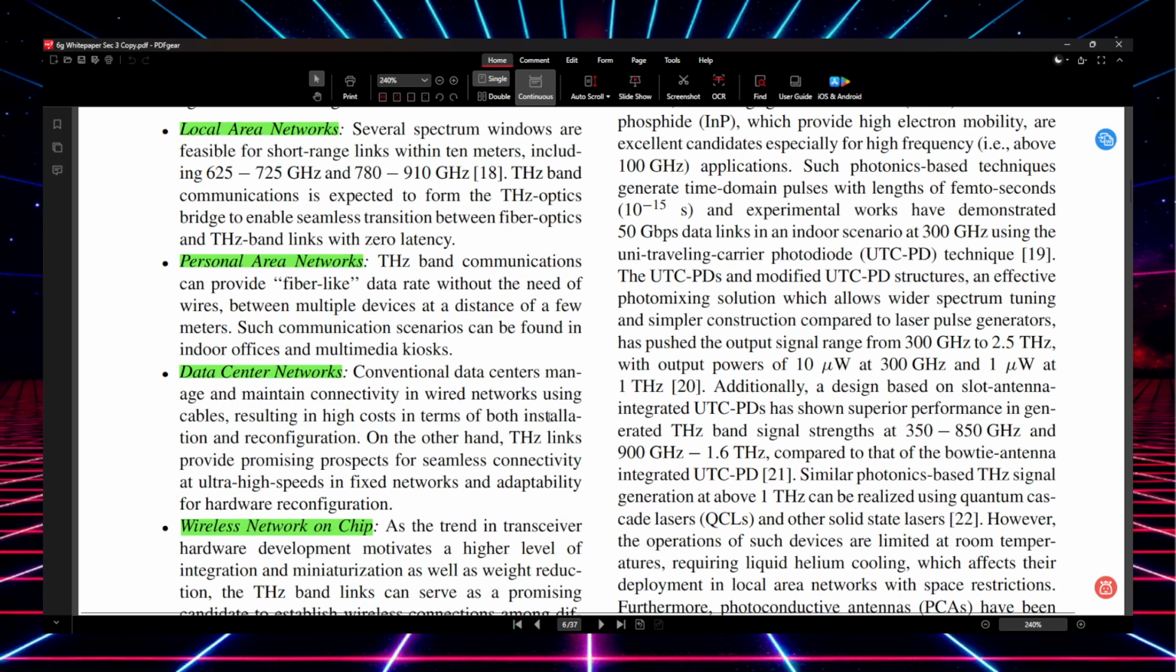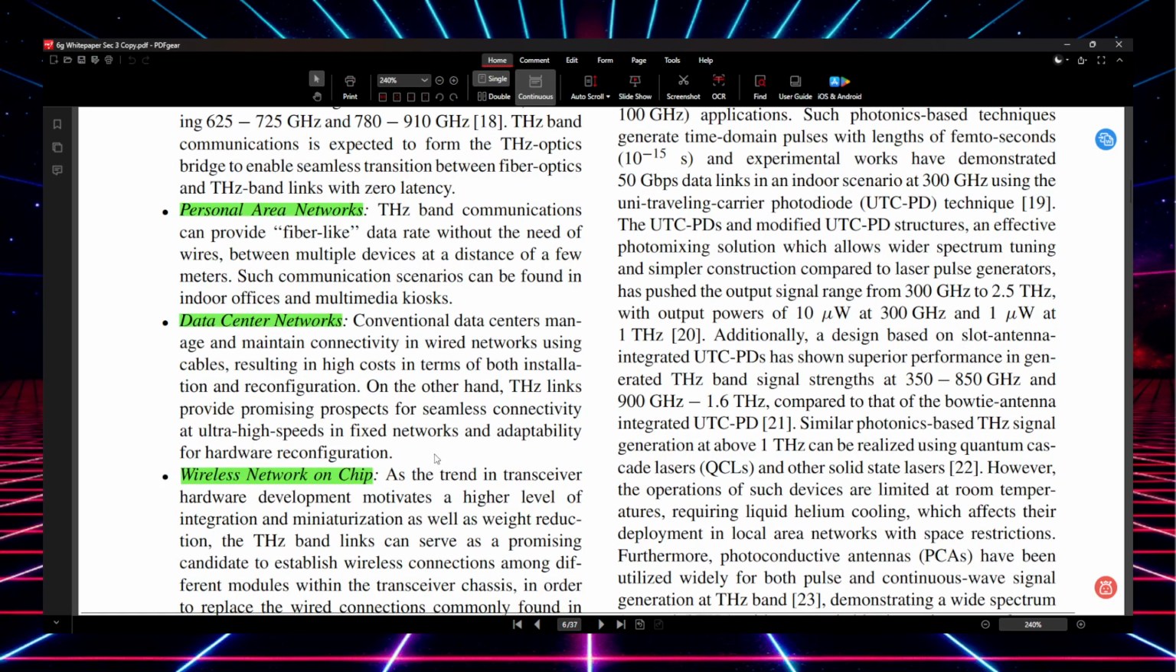Personal area networks. Terahertz band communications can provide fiber-like data rate without the need of multiple wires between multiple devices and at a distance of a few meters. Such communications scenarios can be found in indoor offices and multimedia kiosks.